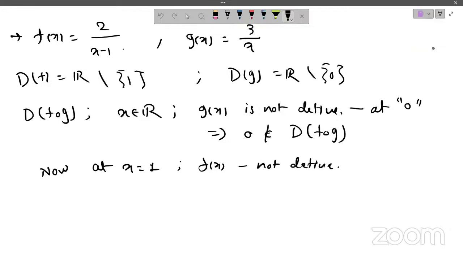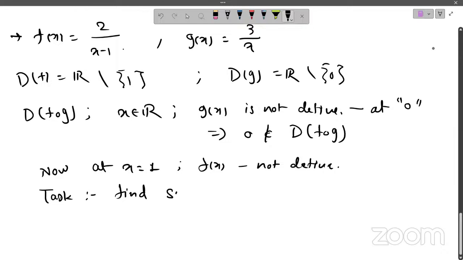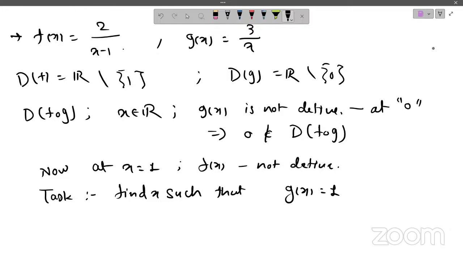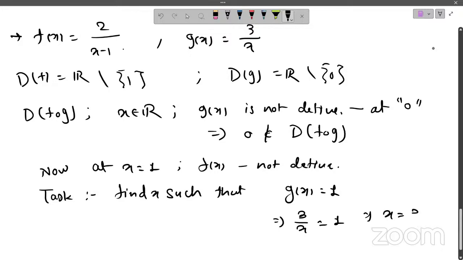Right, so what is our task? Our task is to find x such that g of x is equal to 1. This is our task now. So we want 3 upon x to be 1, which means we want x to be 3.